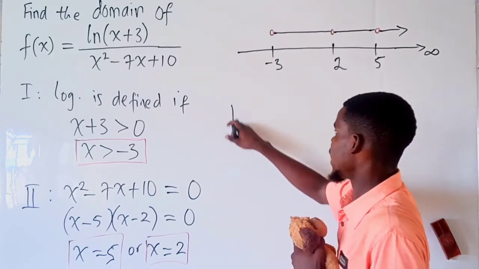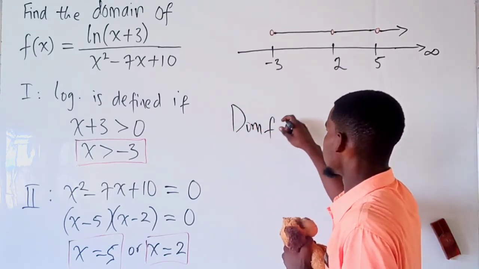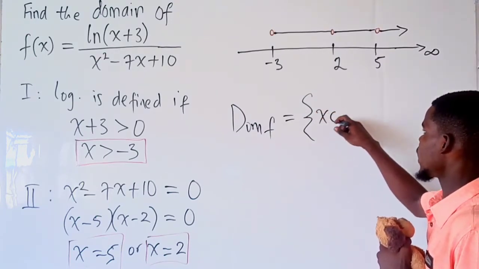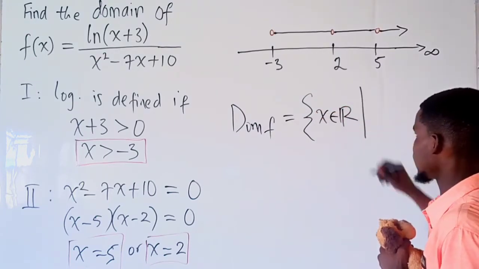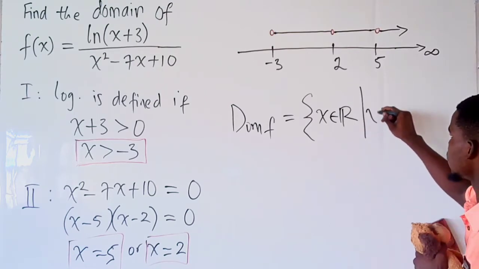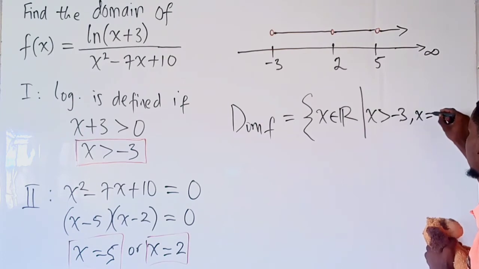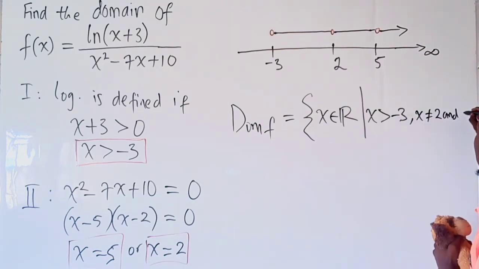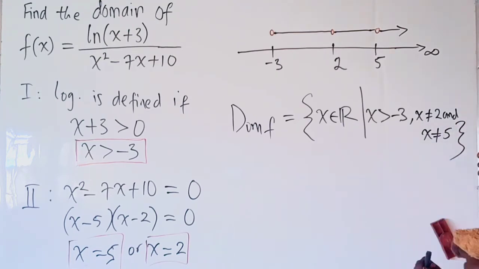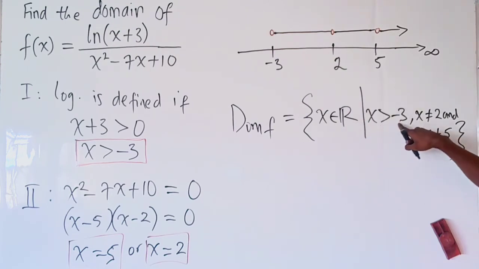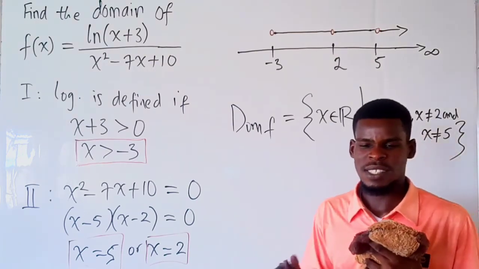So I'm going to put the domain to be a set, okay? You notice the domain is a set containing real numbers x, such that x is greater than negative 3, x is not equal to 2, and x is not equal to 5. So you notice that we say it should be every real number x such that x is greater than negative 3 and x is not equal to 2 and x is not equal to 5. So that is just by using the set builder method, okay?